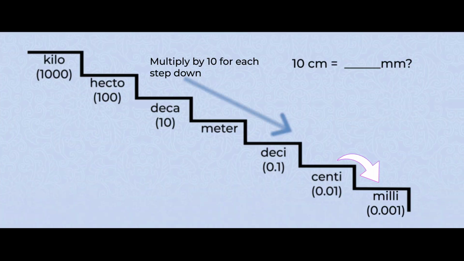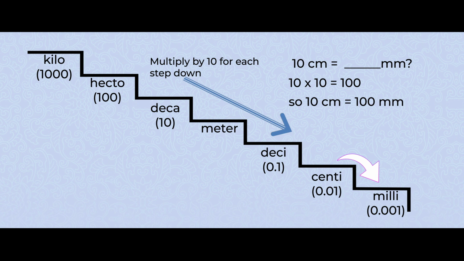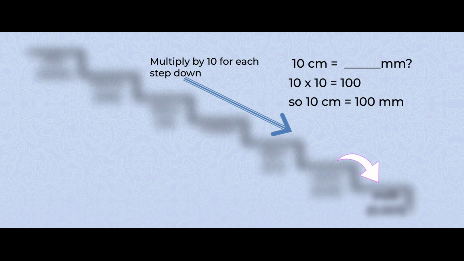From centi, we need to move down to milli, which is only one step. So we need to multiply by 10. So 10 multiplied by 10 will give you 100, which means 10 centimeter is equal to 100 millimeter. Now let's look at how to convert smaller unit to the bigger unit.